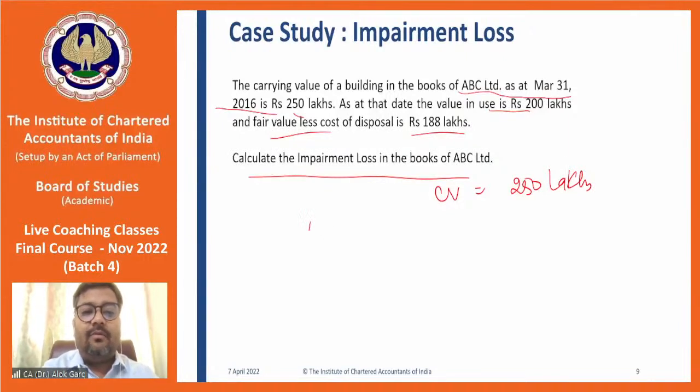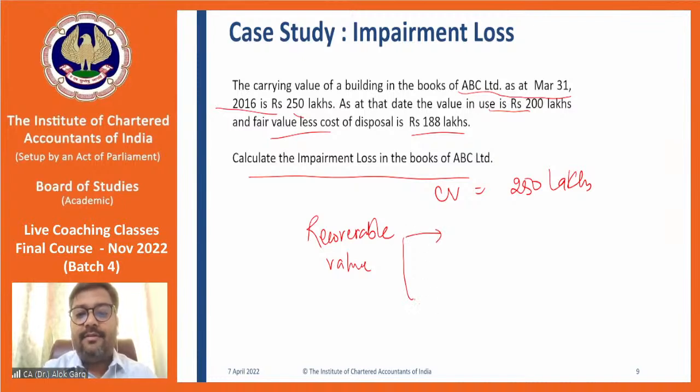And now we need to calculate the recoverable value. What is my recoverable amount? What is my recoverable value? For calculating the recoverable value, you have to calculate, first of all, fair value less cost to sell, and it is given at 188 lakhs. And you need to calculate value in use. It is given at 200 lakhs, right?